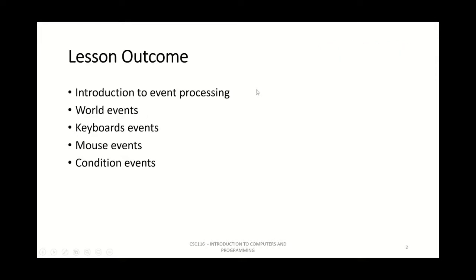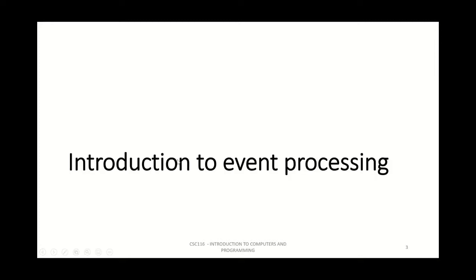So this is the outcome for topic 7. We have several outcomes. First, the introduction to event processing, and we will go through several types of events: world events, keyboard events, mouse events, and condition events. Introduction to event processing.